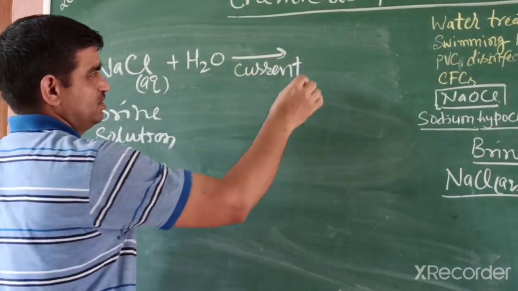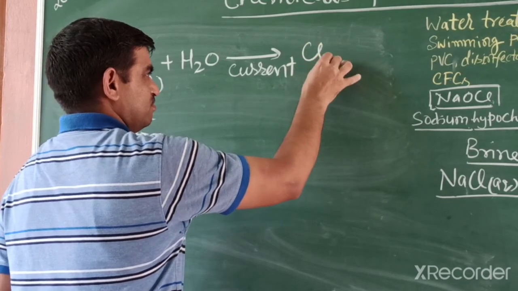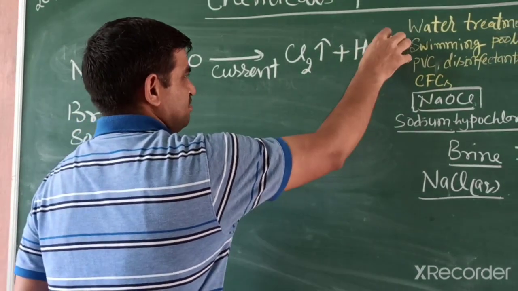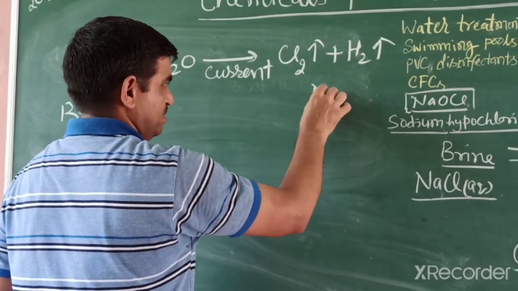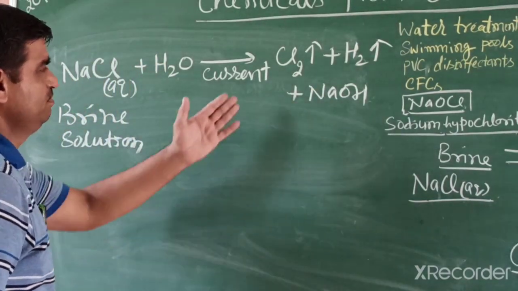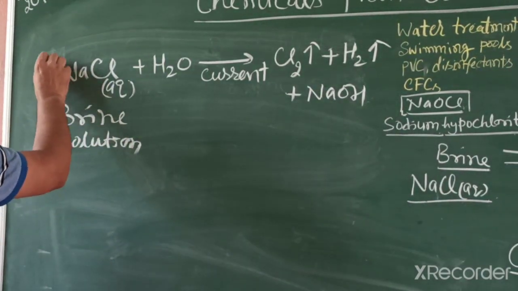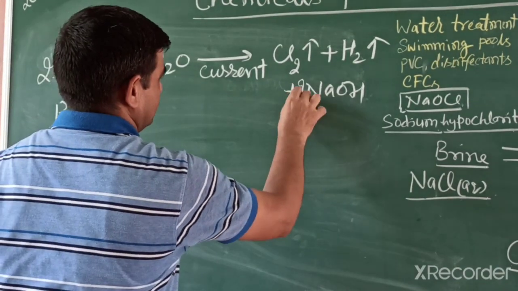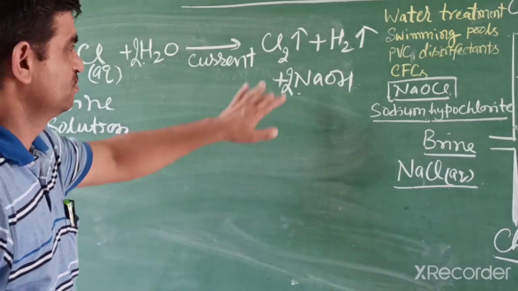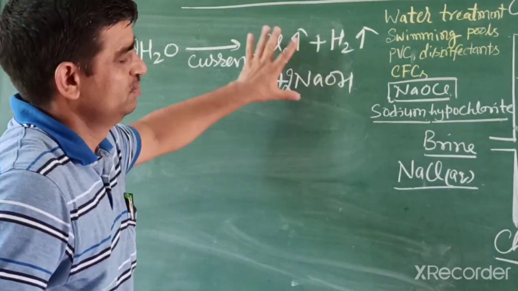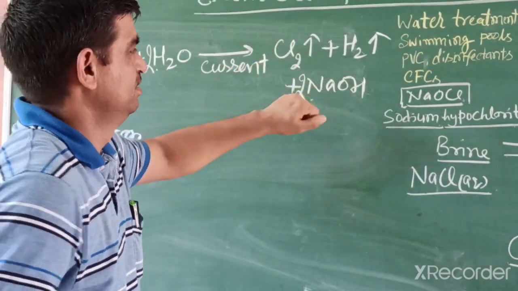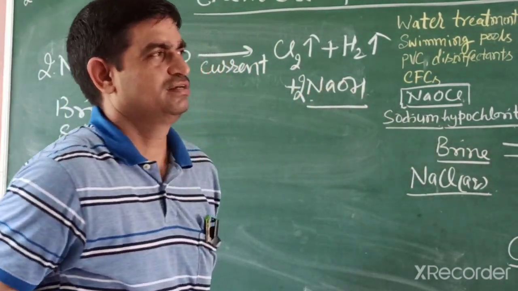Then what happens? It's converted into chlorine gas, hydrogen and sodium hydroxide. We will get sodium hydroxide. When we balance, this is a balanced reaction: chlorine, hydrogen and sodium hydroxide. This process is known as the chlor-alkali process because we get chlorine and alkali, sodium hydroxide.